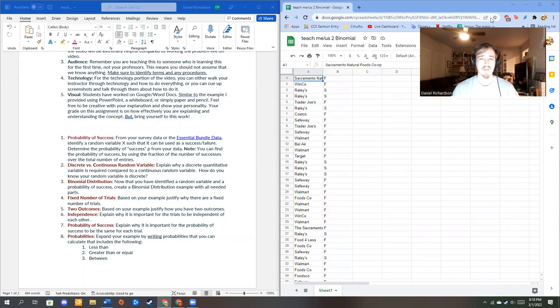pick from the stores that people shopped at. So we have things like Sacramento Natural Foods Co-op, we have Winco, and I chose that Rayleigh's was going to be our metric of success.